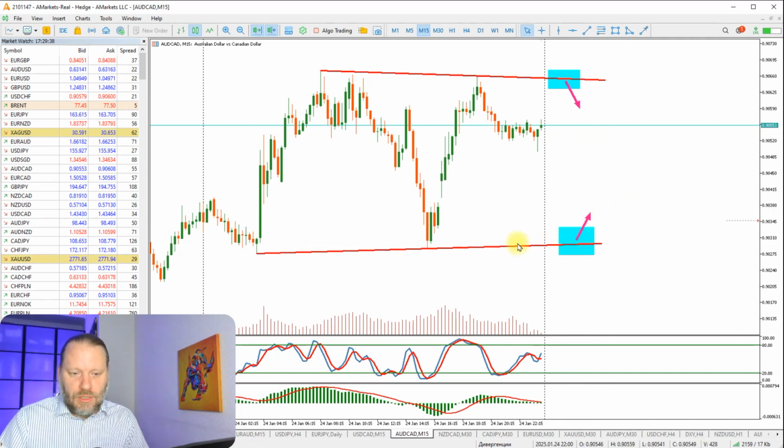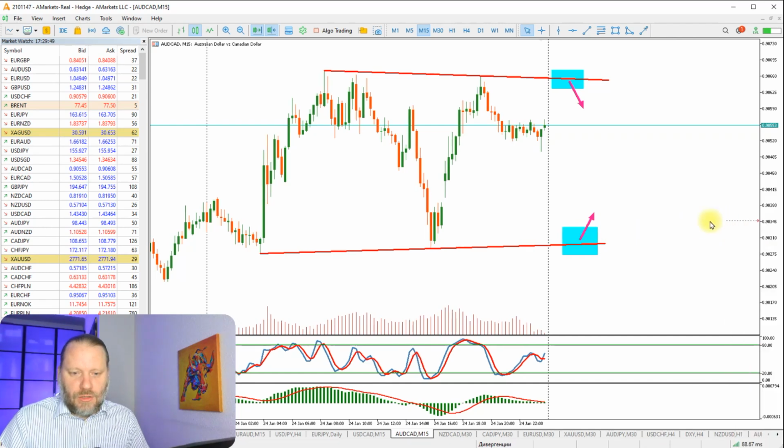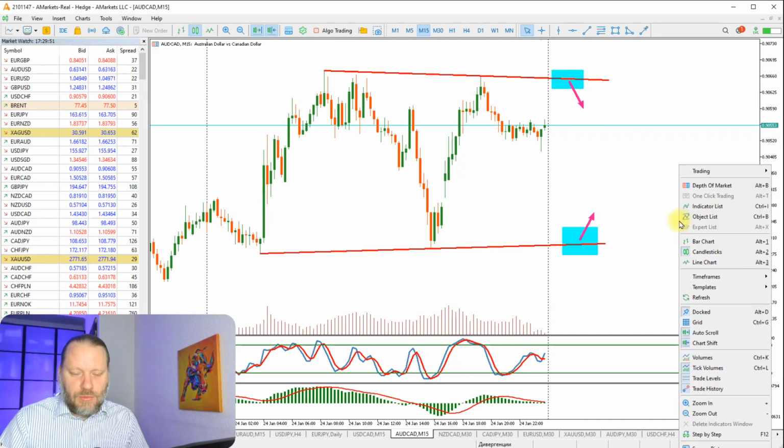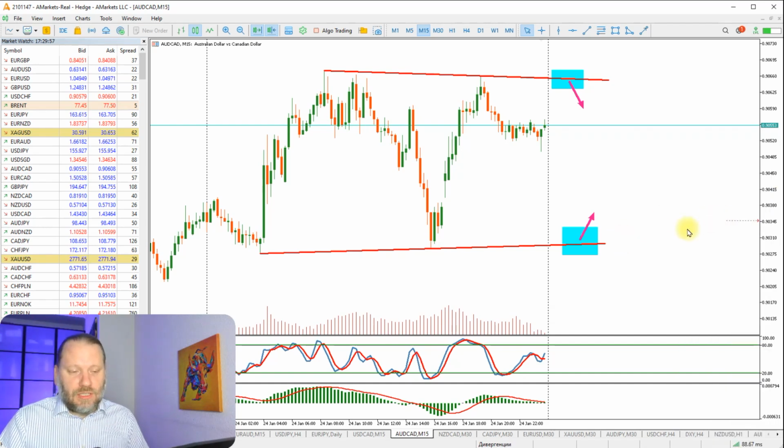In order not to miss, for example, a signal at the support line because the price may not reach it today or tomorrow, you can put an alert here. You see such a dotted arrow. It is not difficult to set it. Right click in the context menu and select alert in the trading section, and this alert will notify you either with a sound signal or to your email or to your phone as you wish.